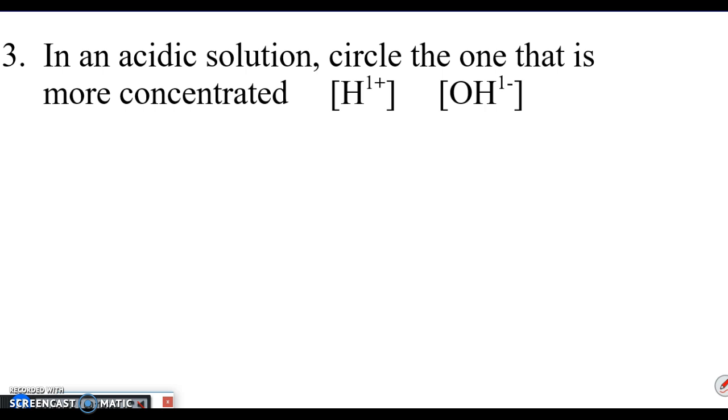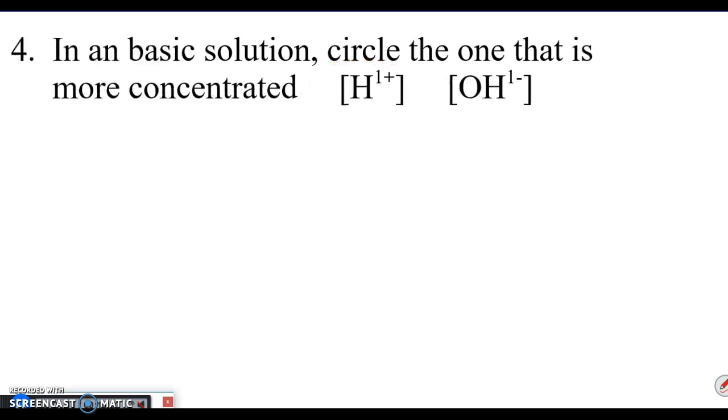In an acidic solution, circle the one that is more concentrated. Again, this would be one that you pause the video and see if you can answer it. And I'm going to stop giving you that message. In an acidic solution, you better have a higher concentration of hydrogen ions. Otherwise, the solution is not acidic. In a basic solution, circle the one that is more concentrated. Well, if it's basic or alkaline, you better have more hydroxide ions than hydrogen ions.